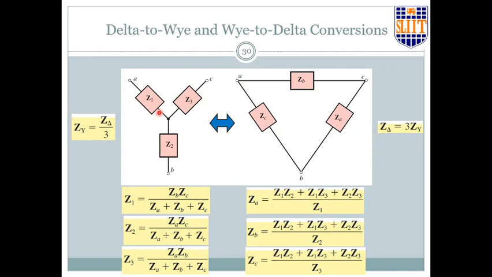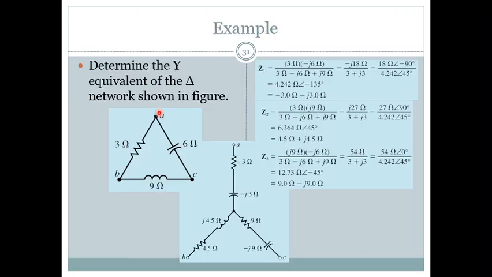So you can use these equations to convert a Y connected load to a delta connected load. This is an example. You simply use the equation, nothing but using the equation. Once you use the equation, you substitute everything in the complex number domain, and you will get the three Y impedances. So determine the Y equivalent of the delta network in the figure. You can do that with the calculator.